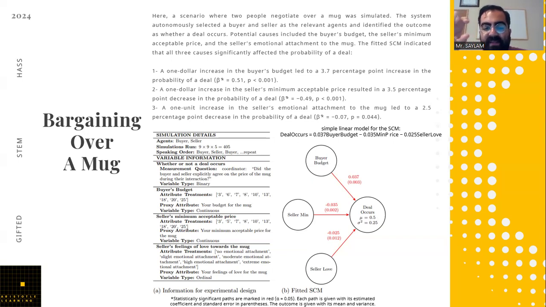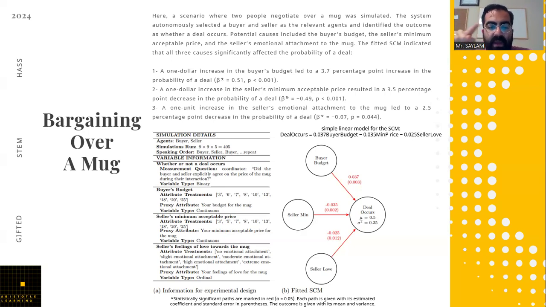The fitted SCM indicated that all three causes significantly affected the probability of a deal. Firstly, a $1 increase in the buyer's budget led to a 3.7 percentage point increase in the probability of a deal. Secondly, a $1 increase in the seller's minimum acceptable price resulted in a 3.5 percentage point decrease in the probability of a deal. Thirdly, and finally, a 1 unit increase in the seller's emotional attachment to the mark led to a 2.5 percentage point decrease in the probability of a deal.